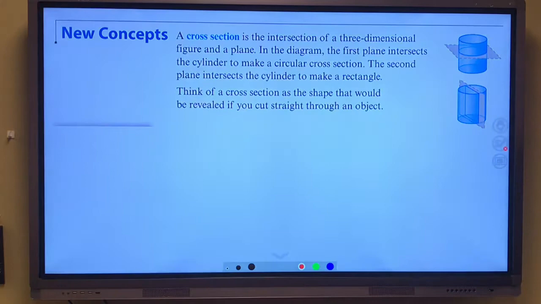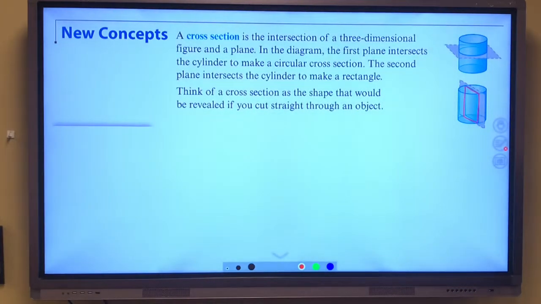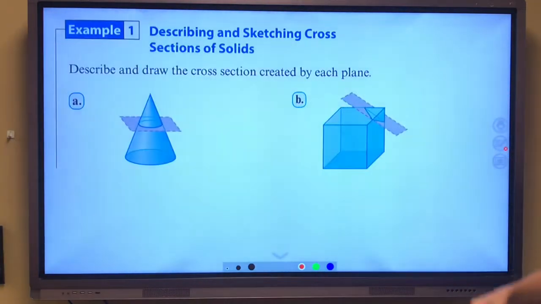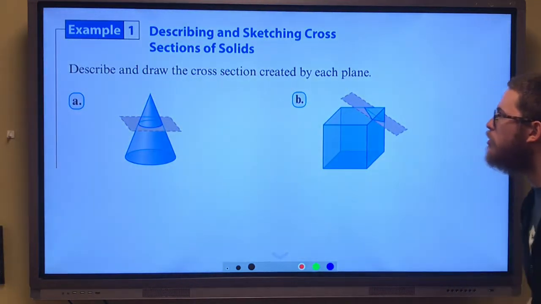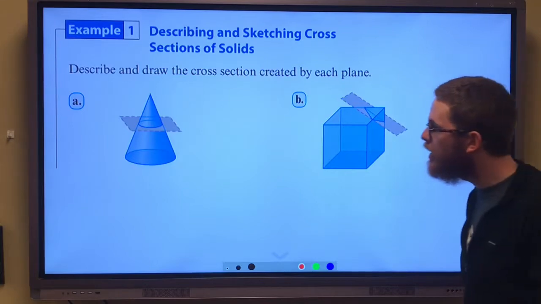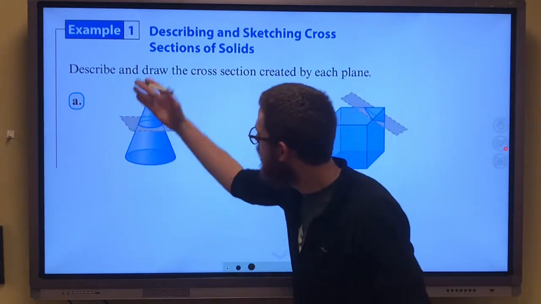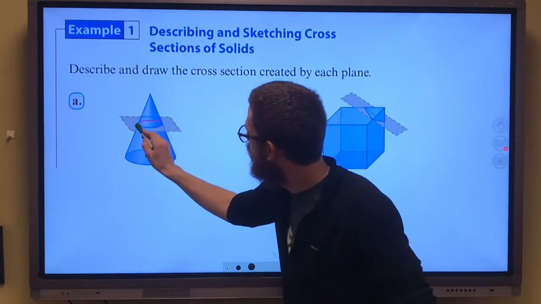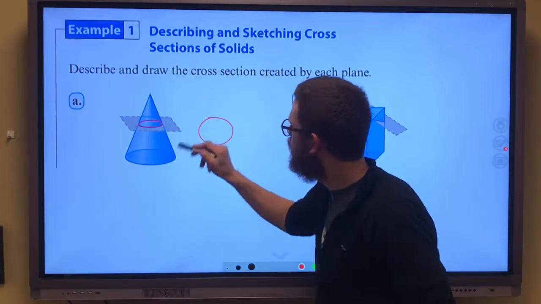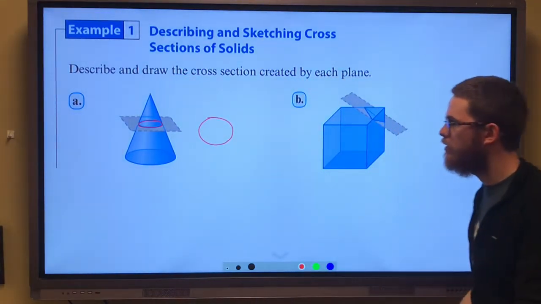Well, we could also cut through the top like this. We could have the cross section be vertical, and this is actually creating a rectangle out of our cylinder. So cross sections. It says describe and draw the cross section created by each plane. We had a plane intersecting a cone. We can see that this is a circle. That cross section is a circle.